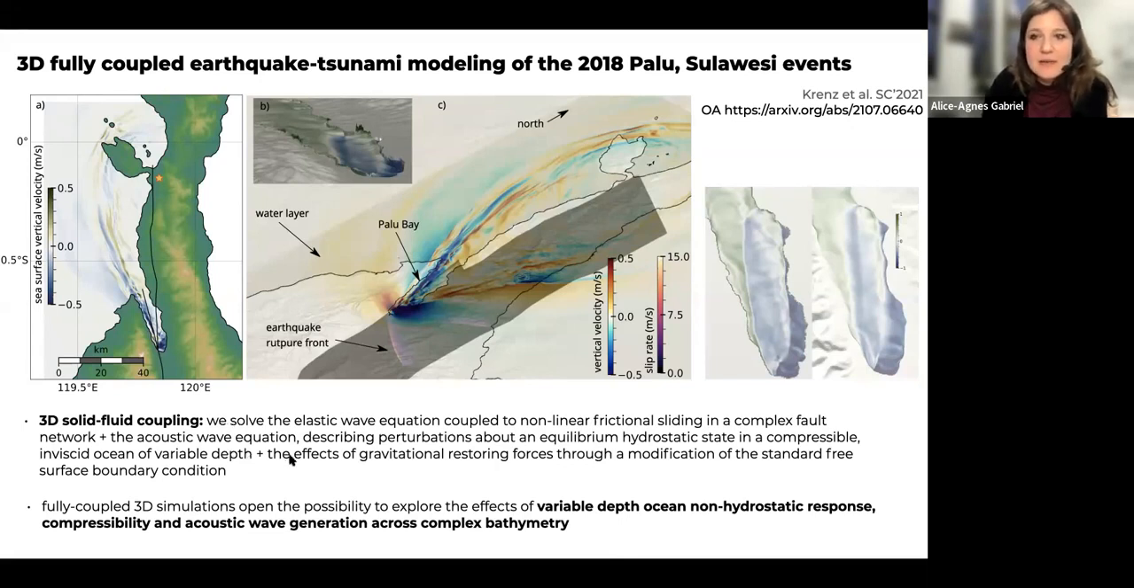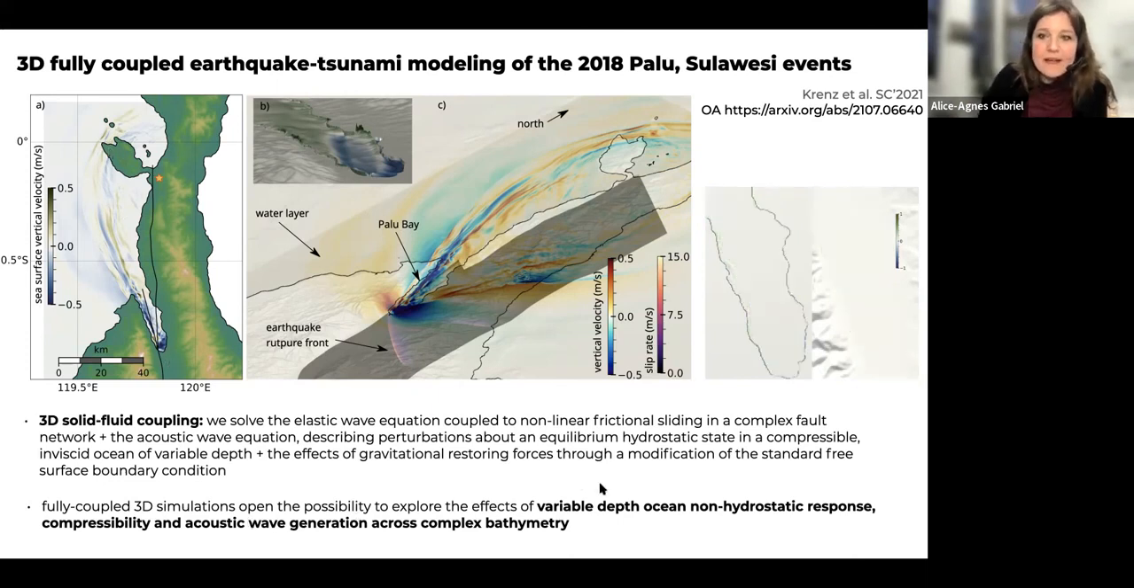And this is a paper that's been published in the Supercomputing conference this year for the 2018 Palu Sulawesi earthquake and tsunami. The interest here is to allow 3D solid fluid coupling. So we're not only solving the dynamic rupture problem, but we are also looking into the acoustic wave equation and gravity waves. And gravity waves can be described in a neat way by perturbations about an equilibrium state of a compressible inviscid ocean. This is basically just a boundary condition in our model.